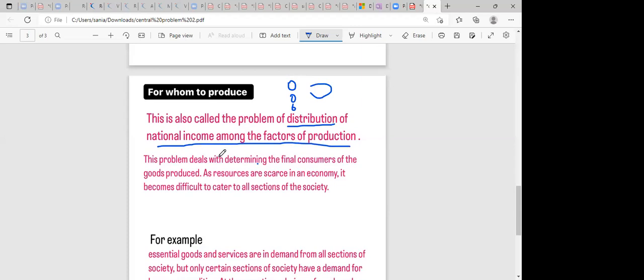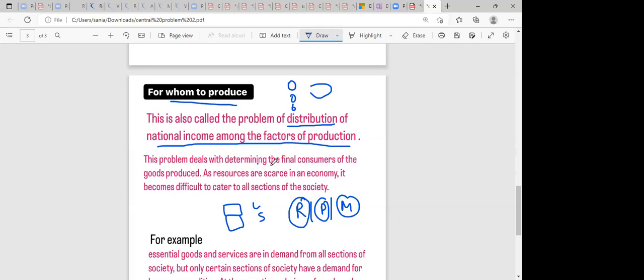This problem deals with determining the final consumer of the good produced. For whom to produce means who is going to consume it. As resources are scarce in an economy, it becomes difficult to cater to all sections of society. There are rich people, poor people, and middle class people. For example, if I'm producing beds of different types, luxurious bed, simple bed, you have to choose whether to produce for rich, poor, or middle class people. So you have to choose the consumer.